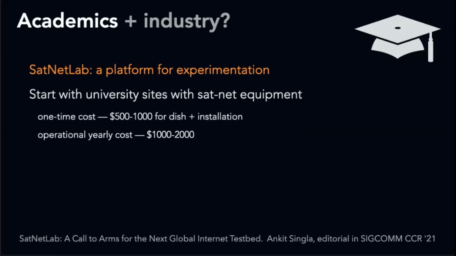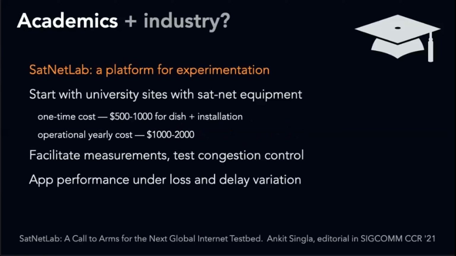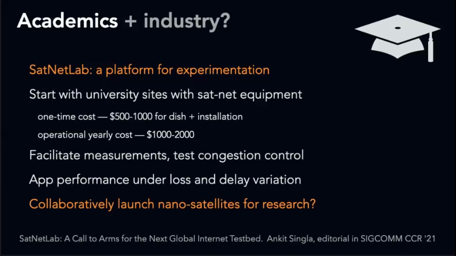The idea here is to start with university sites with equipment, user terminals from networks like Starlink, and use these for experiments, for measurements, to test congestion control, to test application layer performance, and produce methods that improve this performance. While initially I had come up with this idea of the platform for broadband constellations, I think there's actually room for doing this for imaging applications as well. For instance, collaboratively launching nanosatellites for research. So if you're interested in more, please check out this editorial I wrote for SIGCOMM CCR to learn more and get in touch if it interests you.